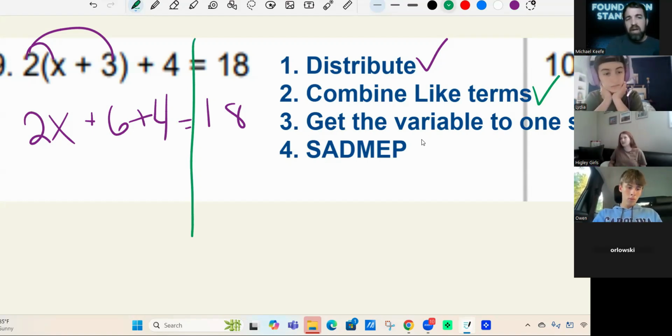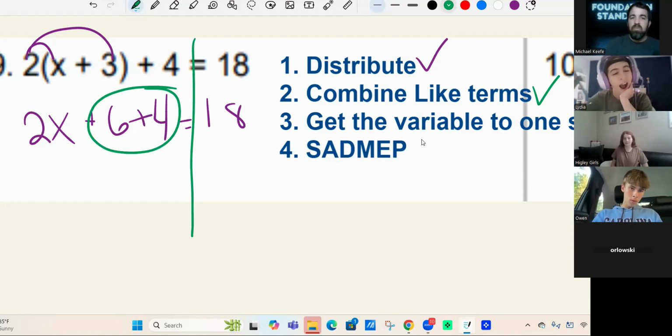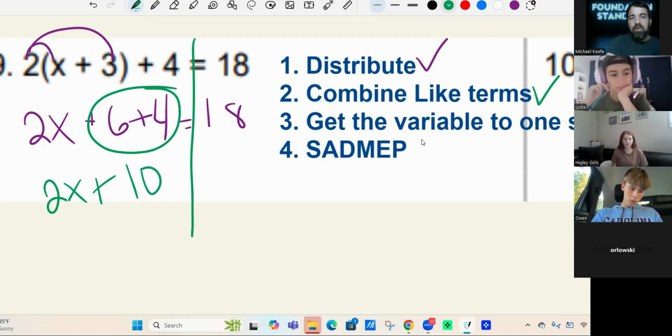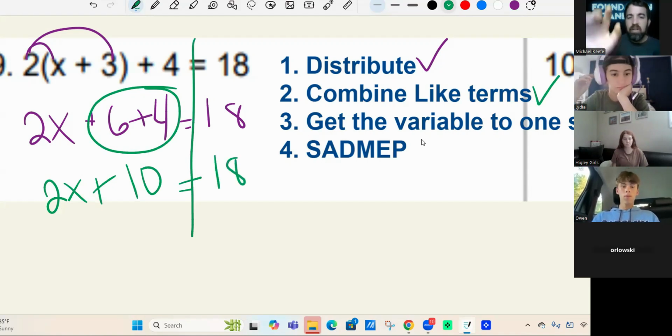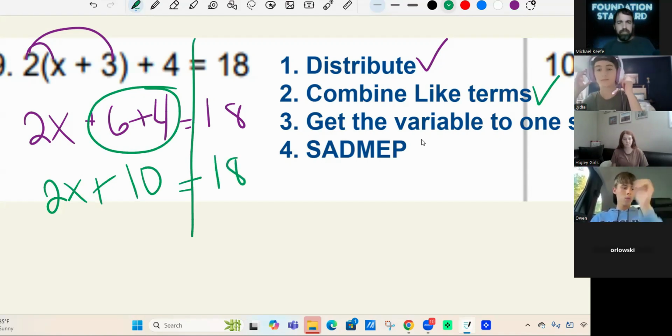So like on the left side, I've got 2x plus 6 plus 4. Out of those three terms over there, the 6 and the 4, those are just whole numbers. Those would be what we call like terms. You can add those together. So this would give me 2x plus 10. I can't add the 2x and the 10 because they're not like terms, but I will look and see if there is anything that I can add on the same side of the equation.